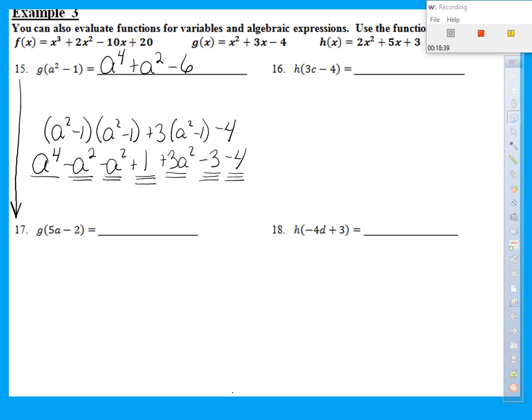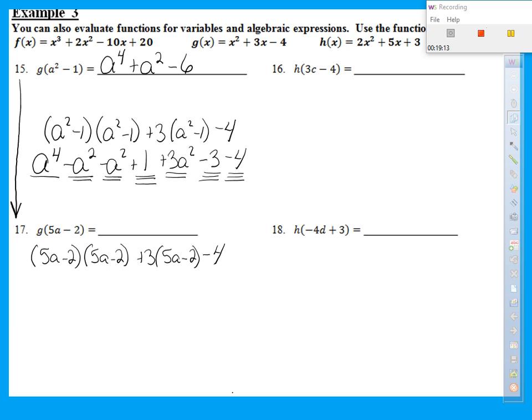If it's a quantity, a binomial squared, we'll write it twice. So here goes my next one. We're dropping down to number 17. We're going to go G of 5a minus 2. This one's a little bit easier than number 15, to be truthful. So I'm going to have 5a minus 2 quantity squared, so I'm going to write it out twice. 5a minus 2 times 5a minus 2, plus 3 times 5a minus 2, minus 4.